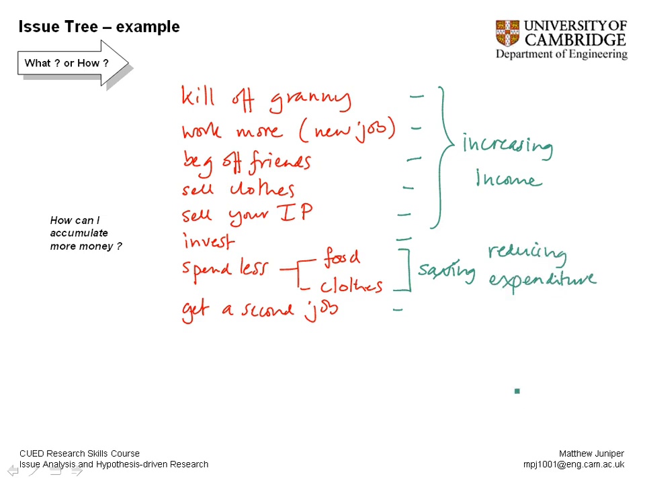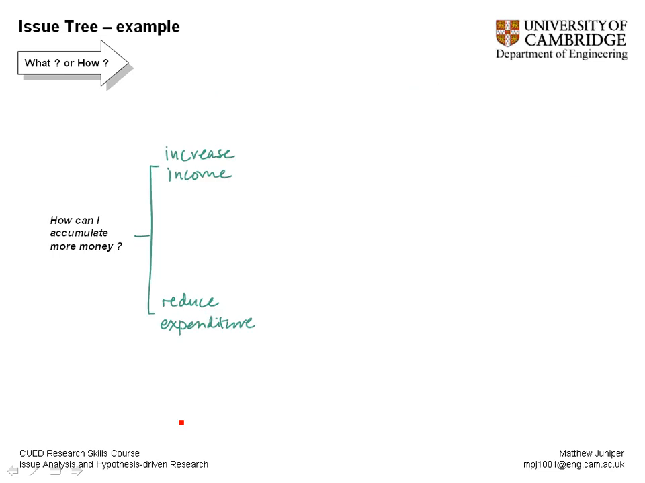So I can think of 2 categories straight away that are independent and complete. I can either increase income or I can reduce expenditure. So now let's rub all this out and start again with those 2 issues, increasing income and reducing expenditure. Now what I've done is reduce this large open question, how can I accumulate more money, into 2 slightly smaller questions, which are, first of all, how can I increase income, and secondly, how can I reduce expenditure. Now they're independent, I can do one independently of the other, and they're complete. I can't think of anything else that doesn't fall into one of those 2 brackets.